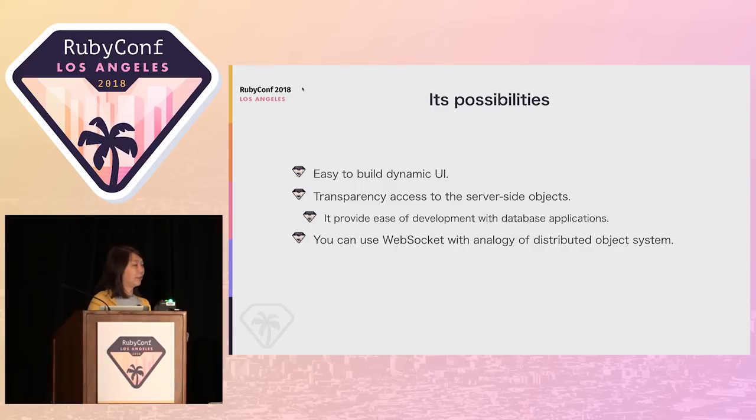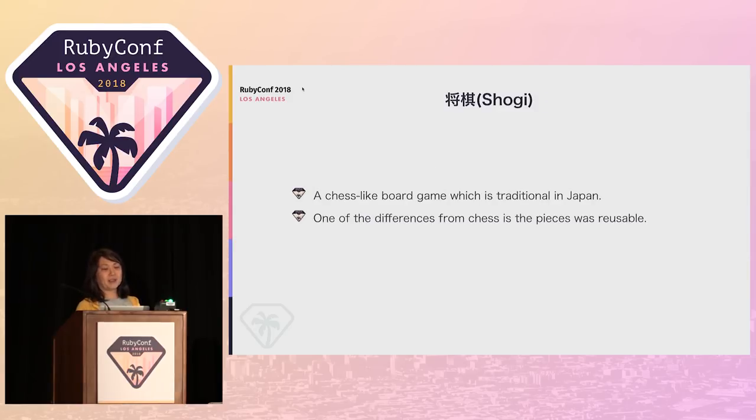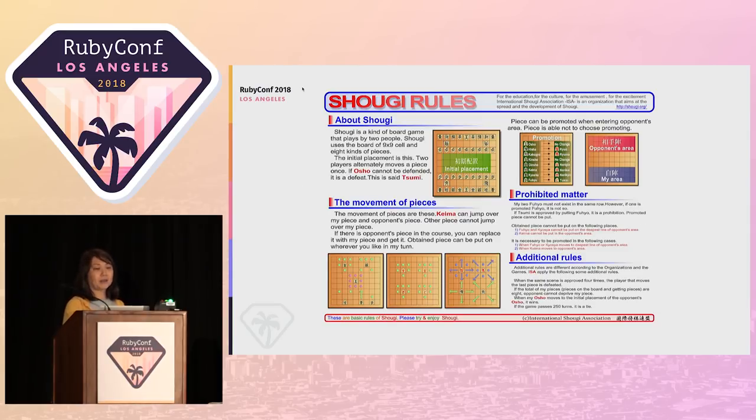Today I talk about a board game I have been developing, that is shogi. Shogi is a chess-like board game, which is traditional in Japan. One of the differences from chess is that the pieces are reusable. The shogi rules are here, published by the International Shogi Association. You can see this on the web.